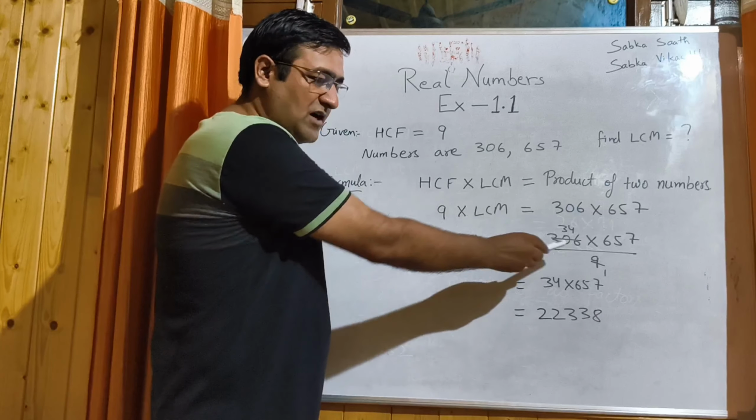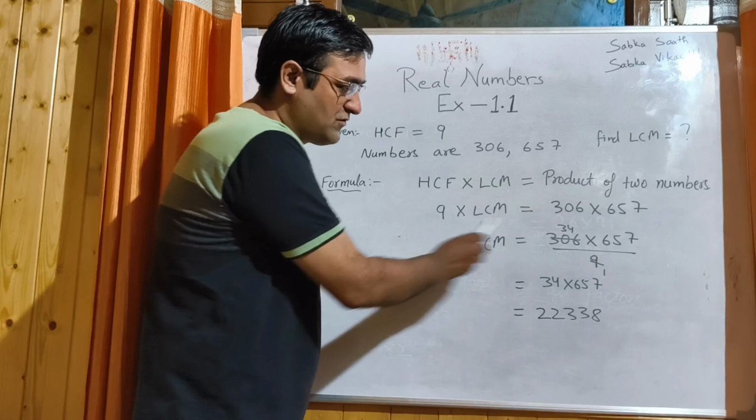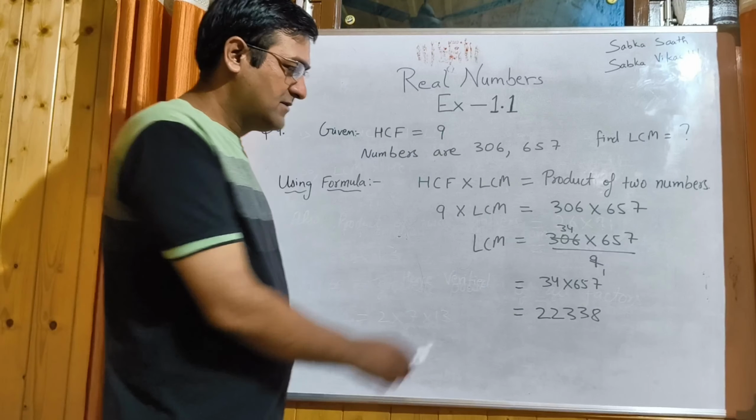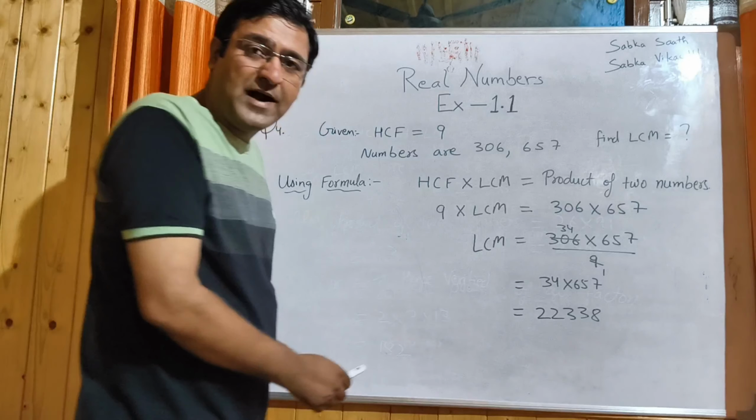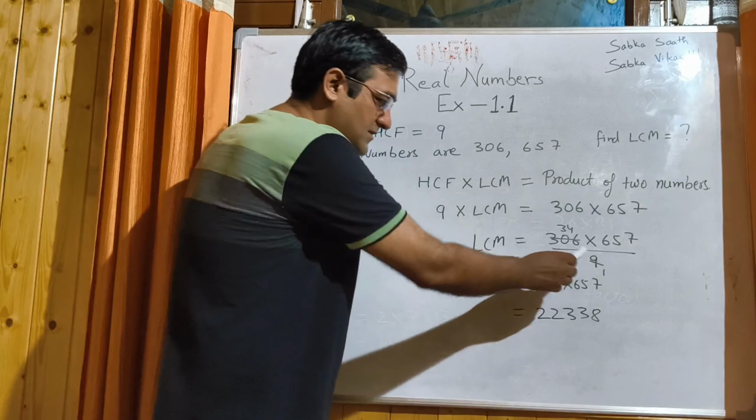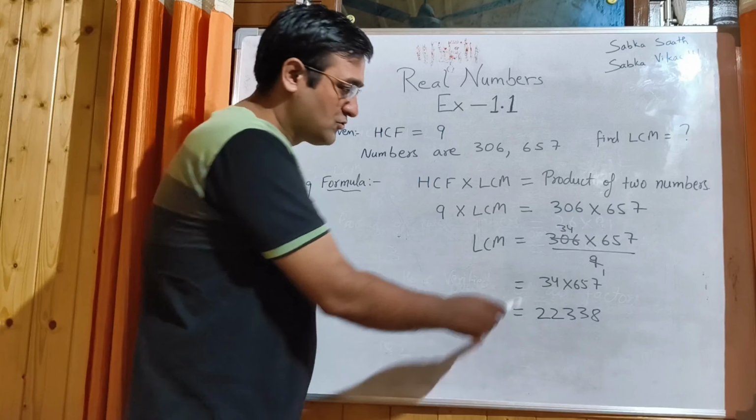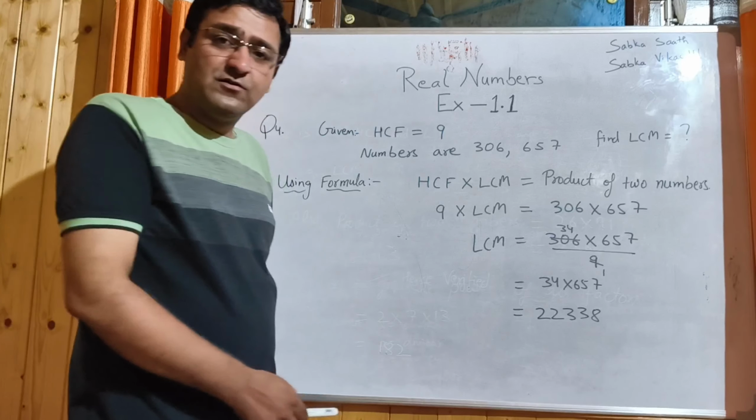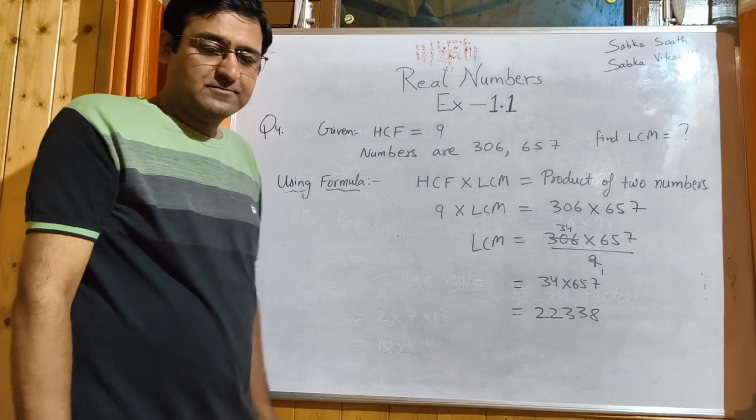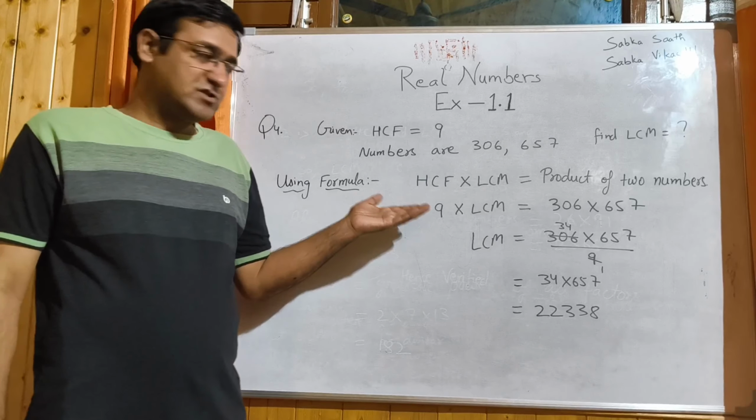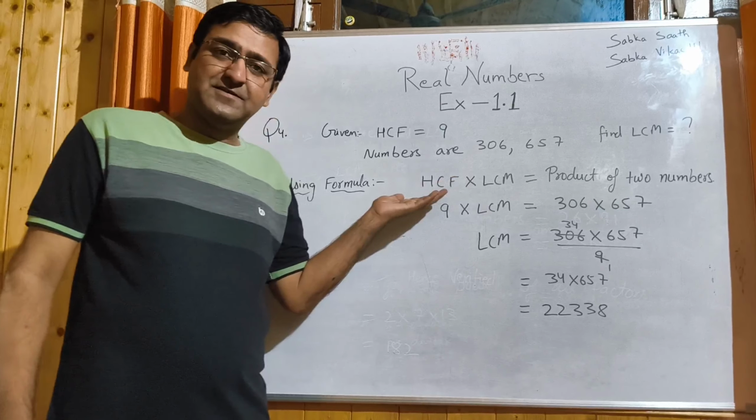So here 9 would be transposed to the right hand side. Here it is in multiplication with LCM, so it will divide the other side. So LCM is equal to 306 into 657 divided by 9. 9 and 306 can be cancelled. We are left with 34. So 34 into 657 will give us 22,338.